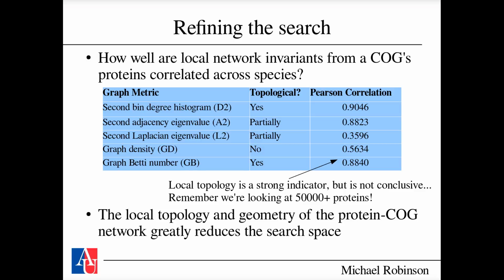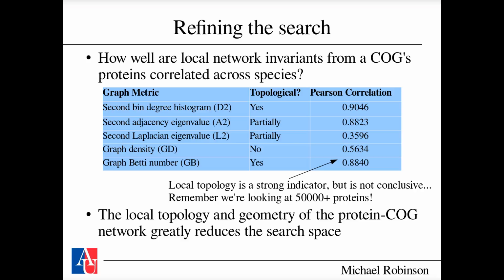Coming back to those metrics, some of them are topological, as you can see, and you can see the correlation between known COGs and matched networks is reasonably high for some of them. In fact, for the purely topological ones, the correlation is pretty high. Now, what that's saying is that local topology of the networks being similar is an indication that two proteins are probably in the same COG, but it's not conclusive.